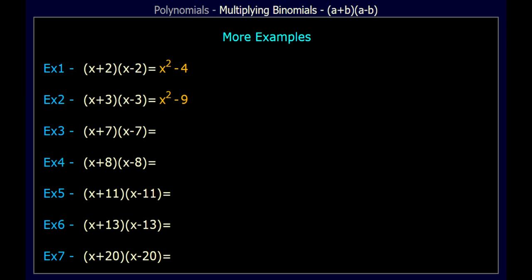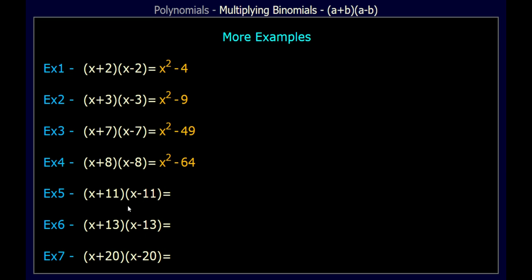All right, so you just got to go on the next one. What is 7 times 7? 7 times 7 is 49, so it's x squared minus 49. See, you're not actually going to multiply these out. You're going to use the formula or shortcut. What's the next one? 8 times 8 is 64, x squared minus 64.